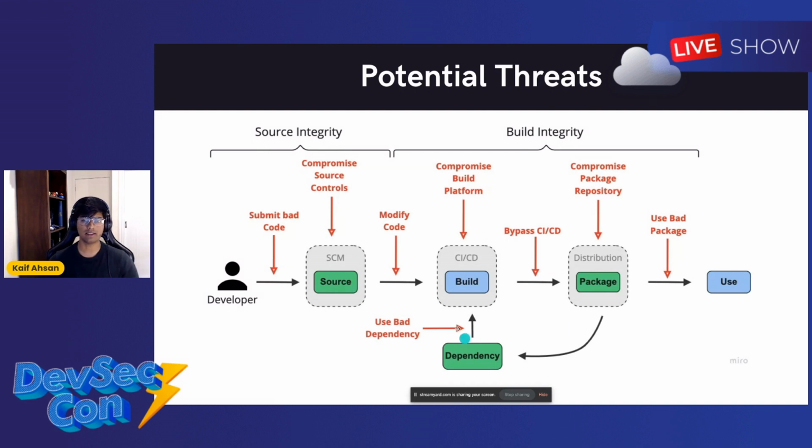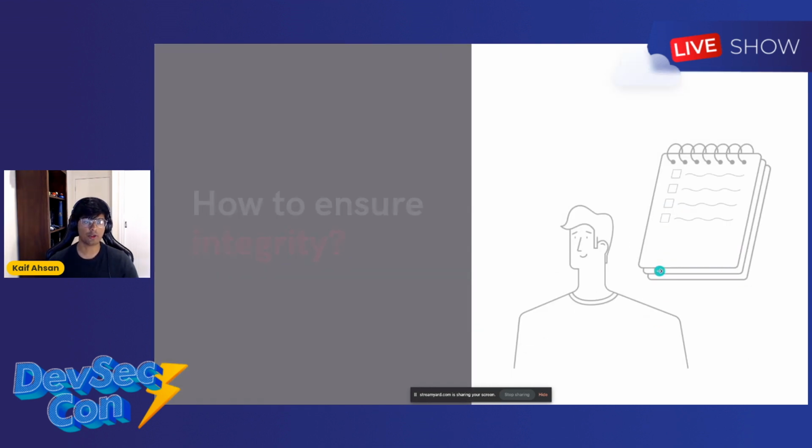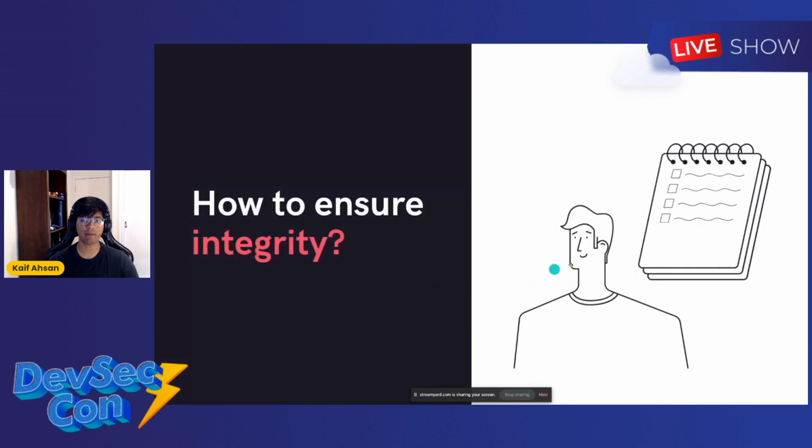Figuring out all these things is very, very difficult, and that's why we've been seeing so many large scale attacks. Attacks like SolarWinds is a big example, where the build platform was compromised, and it was a very, very complicated and complex attack. So how do we ensure integrity of our software? How do we make sure that no one has tampered with it?